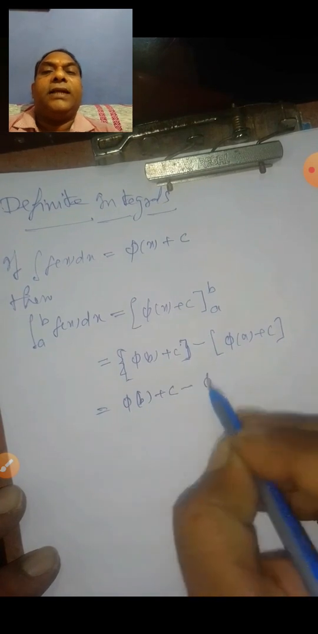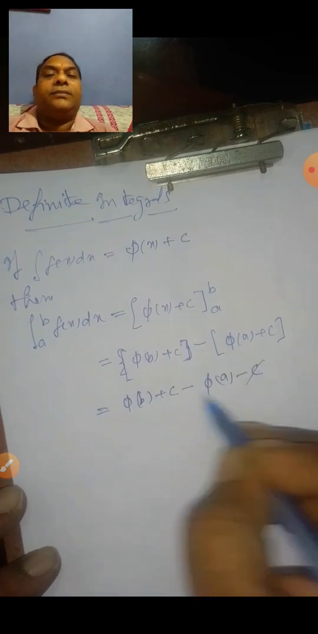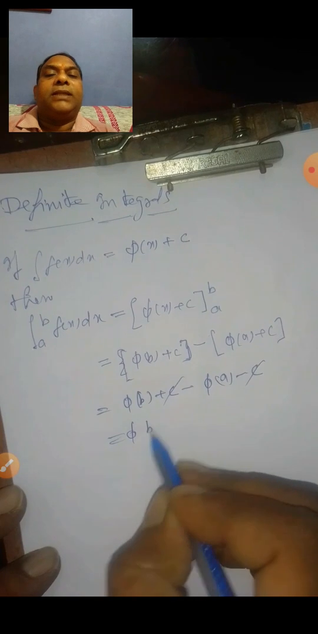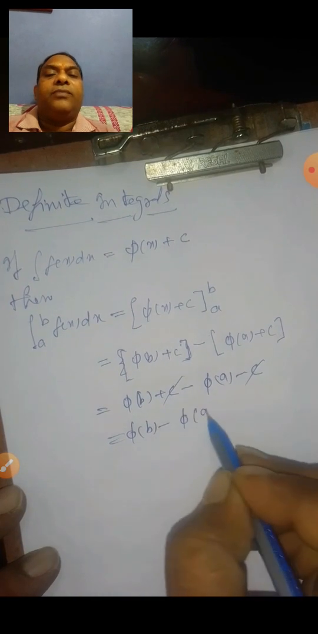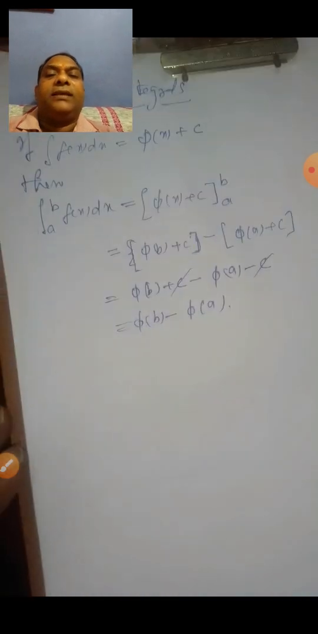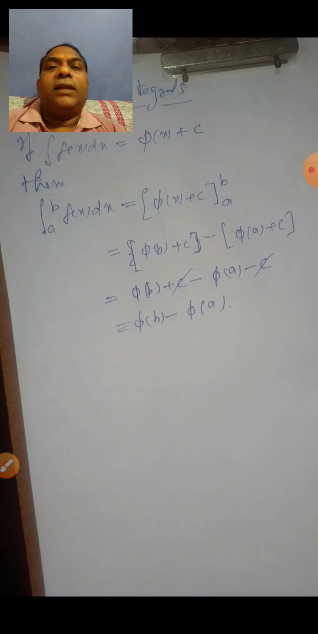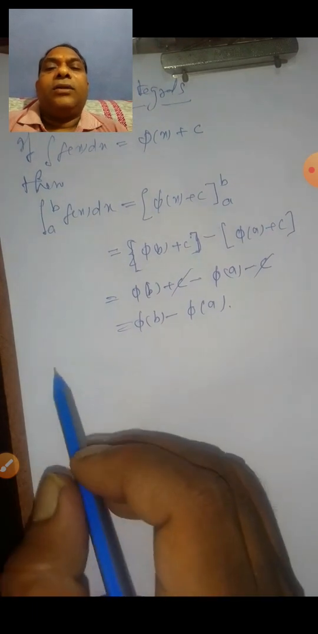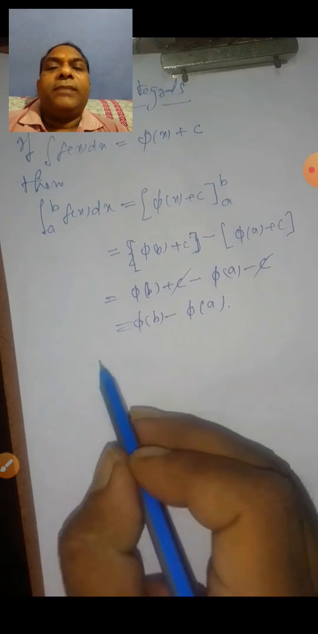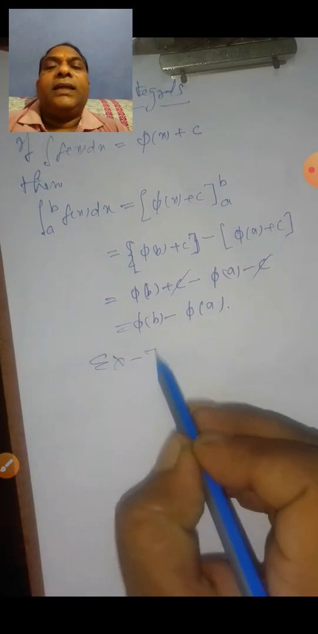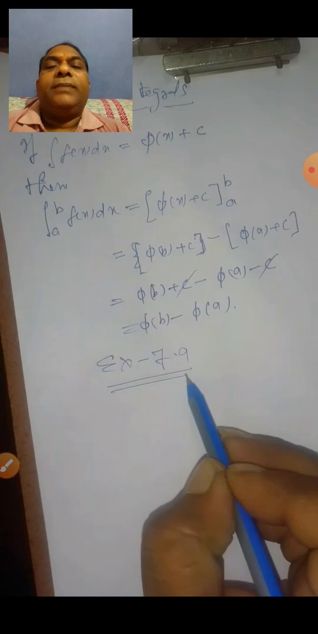Open the bracket, then minus c plus c cancel out, phi(b) minus phi(a). So in case of definite integral, no need to write the integral constant, because if you subtract lower limit from upper limit, then the integration constant will cancel out.